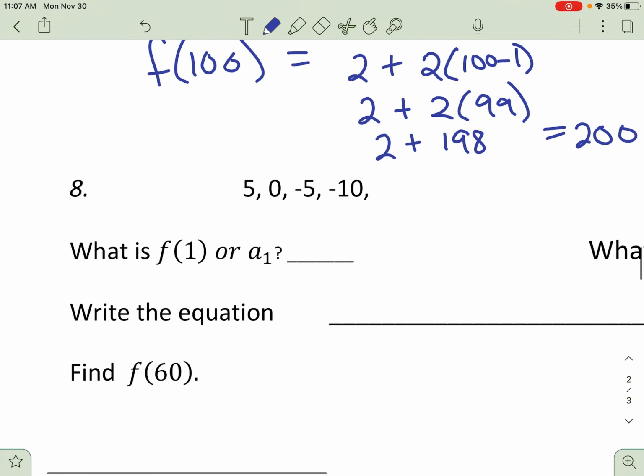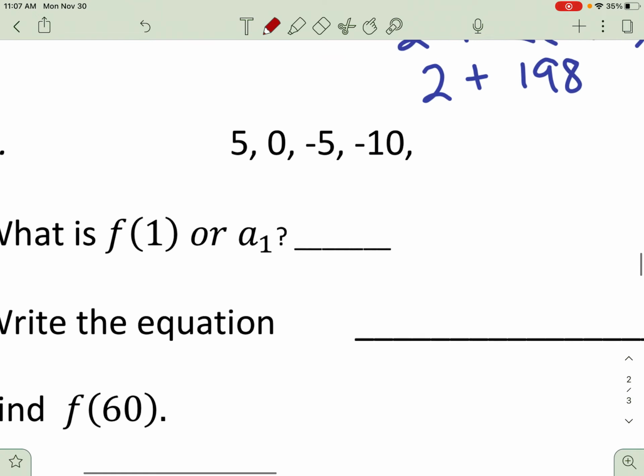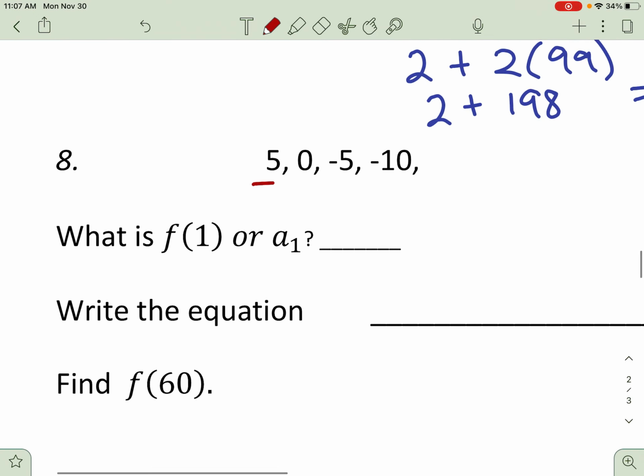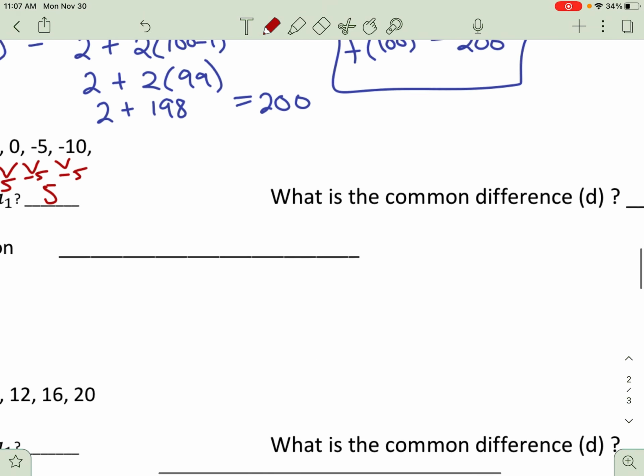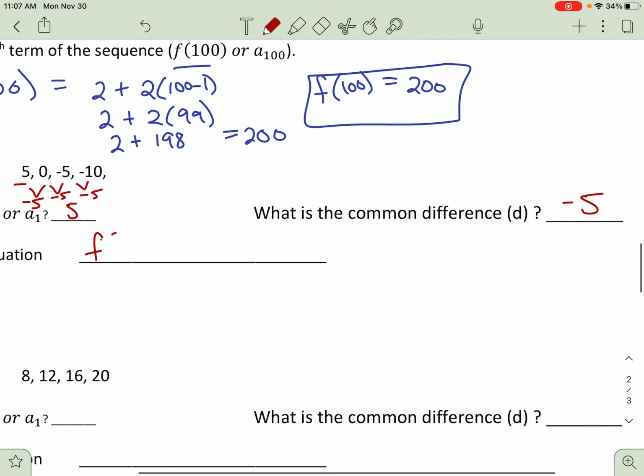Okay, so again, these are explicit formulas. So what's the first value, or the A1? It's 5. What's the common difference? In this case, minus 5. All right, so we're going to plug it into the equation. So the nth term can be found by using the starting value and adding the common difference, which in this case is actually subtracting 5, and multiplying it times n minus 1.